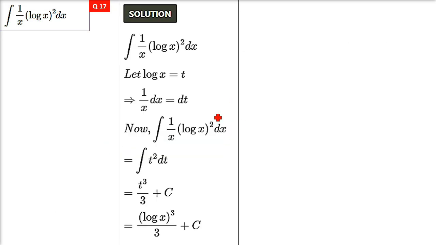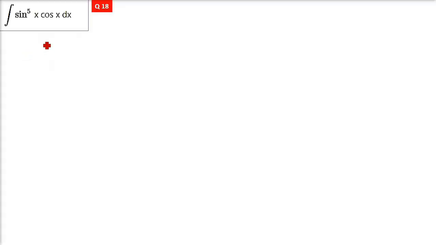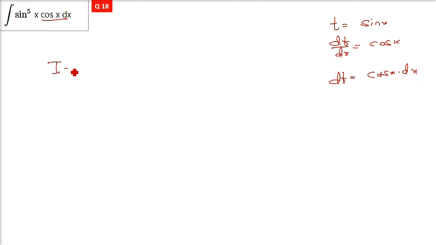Okay, this is a very straightforward question. I hope you'll be able to do this. Now we have sin raised 5 x cos x dx. If you take sin x as t, that is t equals sin x, what are you going to get? You get cos x. So dt by dx will be cos x, and dt will be cos x dx. And you see what is in the second term? Cos x dx. So the integration will be sin x to the power 5, that is t raised 5, and cos x dx will be dt.